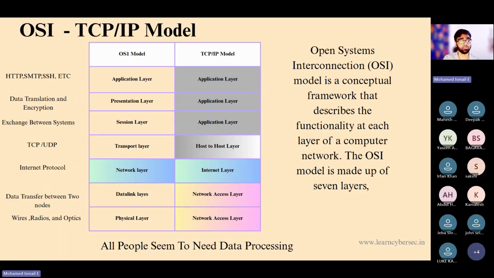The data transfer between 2 nodes falls under the data link layer. The IP routing between device A and B falls under the network layer. The protocol selection, TCP or UDP or whatever other protocols, falls under the transport layer. Exchange between systems happens on the session layer. Data translation and encryption, if it is HTTPS, TLS 1.2, 1.3, these configurations are under the presentation layer. HTTP, SMTP, SSH, etc. are the application layer protocols, layer 7.